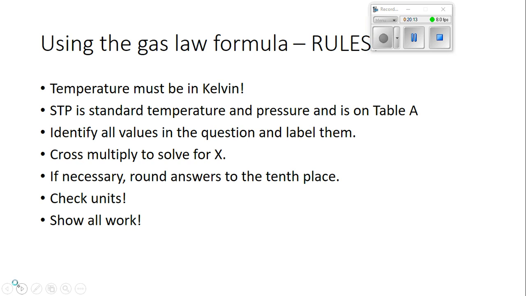Anytime you put temperature into the gas law formula, it has to be in Kelvin. So if I'm given Celsius, I just remember, oh, I have to add 273, and that will give me K. So make sure you're in Kelvin for all gas law formula problems. If you need to know STP, STP is standard temperature and pressure. It's all on Table A, and again, use the temperature in K.